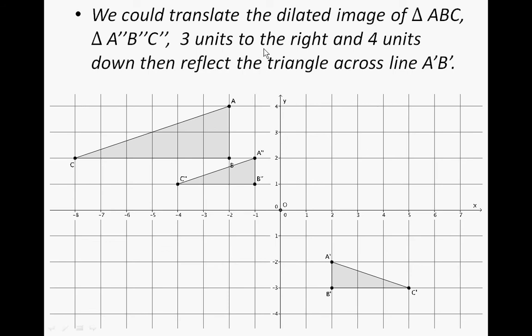Well, here we go. We could translate the dilated image of the original, A double prime, B double prime, C double prime, 3 units to the right and 4 units down, and then reflect the triangle across line A prime, B prime. So in essence, taking this triangle, move it 3 units to the right, 4 units down so that it is the mirror opposite, and then we're going to reflect it over this line A prime, B prime.